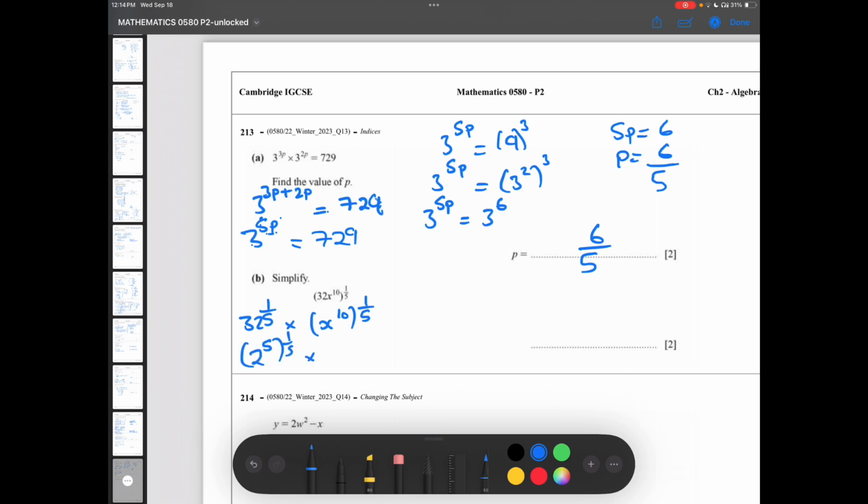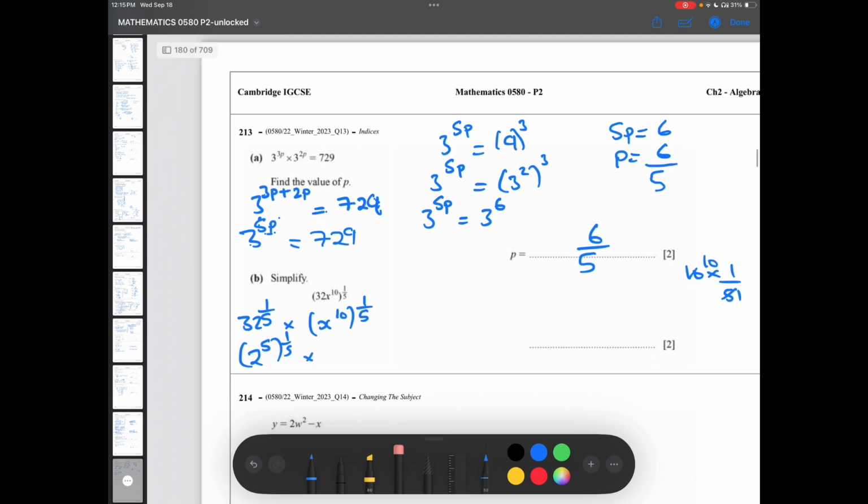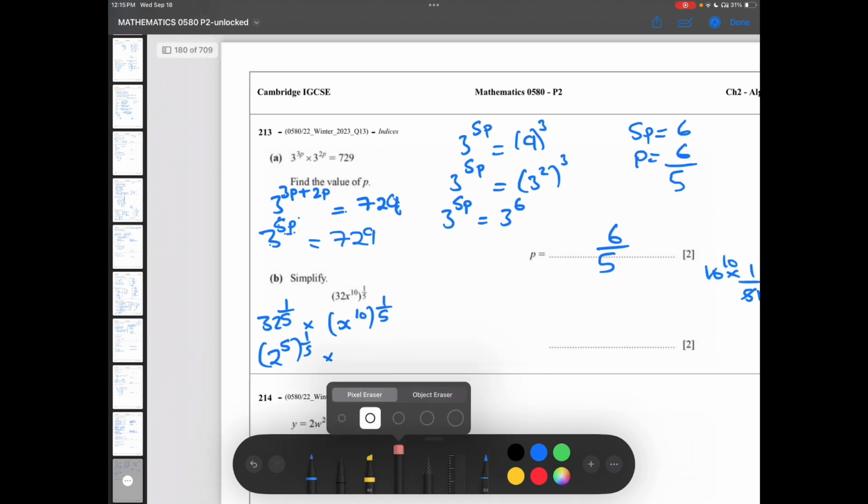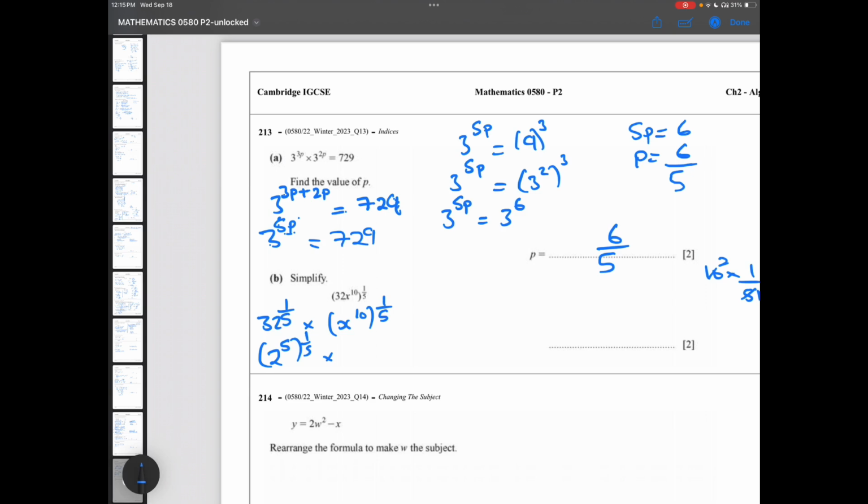And when we have power on power, we have to multiply these. So 10 multiplied by 1 upon 5 means 5 gets cancelled with 5 and 10 also gets cancelled with 5. We will get 2. Okay. So this is equal to x to the power 2, x square.